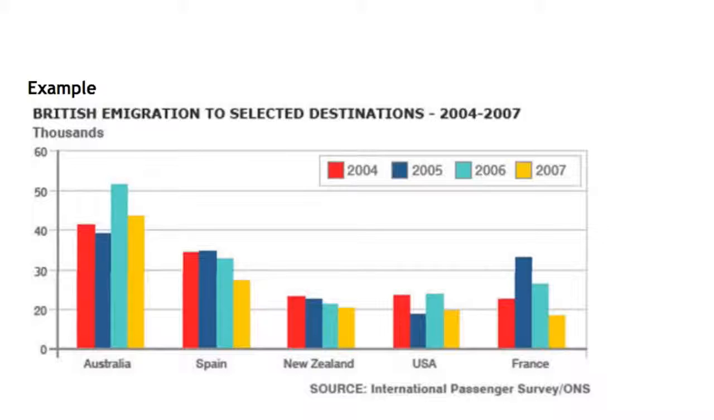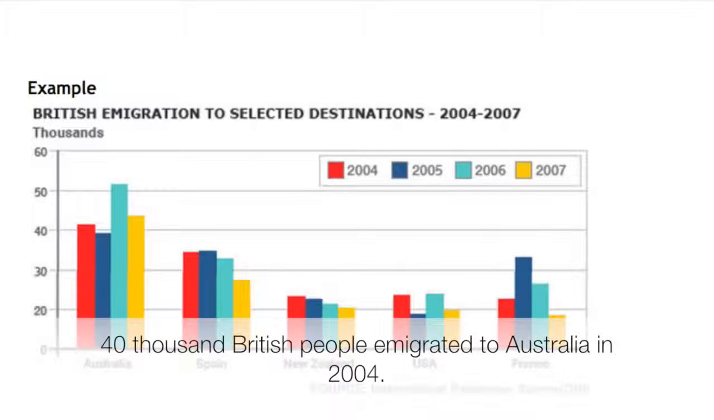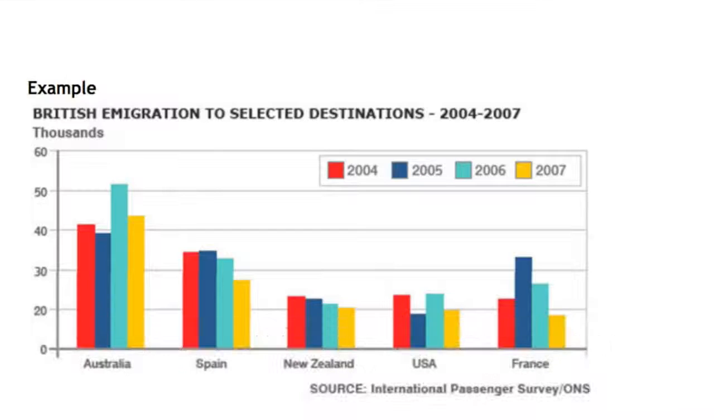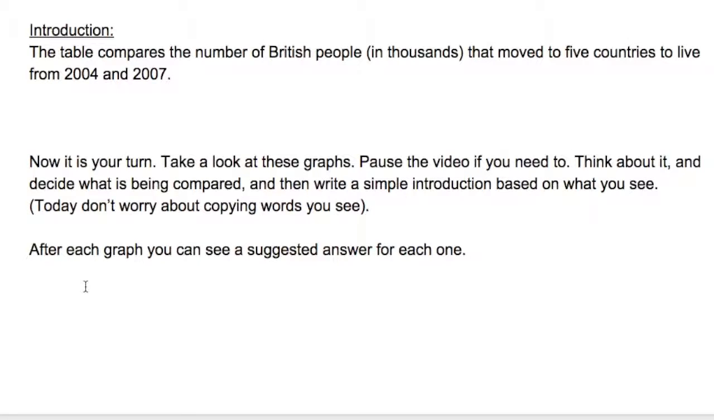So here's our simple sentence. We could say 40, now remember it says thousands here, so 40,000, no S by the way, 40,000 British people, it says British, immigrated to Australia in 2004. So we've got all the information in here. The next step is to think, what kind of introduction could we write with this? So we could end up with something like this. The bar chart compares, remember we're looking at differences, so compare is a good word.